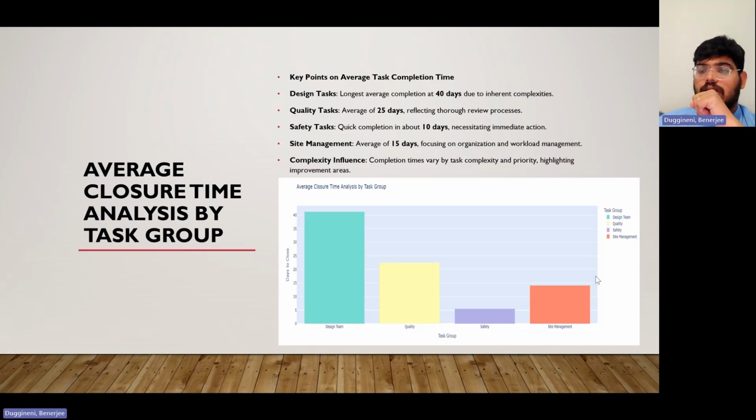Coming to the average closure times, the key points are these. Design tasks took the longest average completion at 40 days due to inherent complexities, and quality tasks average 25 days, reflecting the thorough review process. Safety tasks are quite quick, at about 10 days, necessitating immediate action. Site management averages 15 days, focusing on organization and workload management. Coming to the complexity influence, completion times vary by task complexity and priority, highlighting improvement areas.